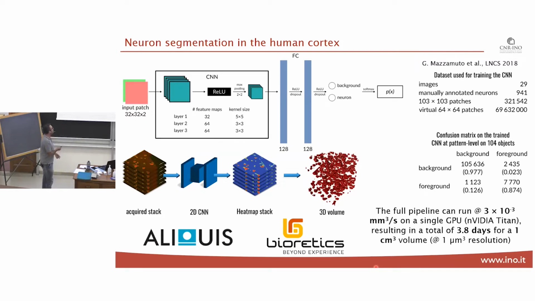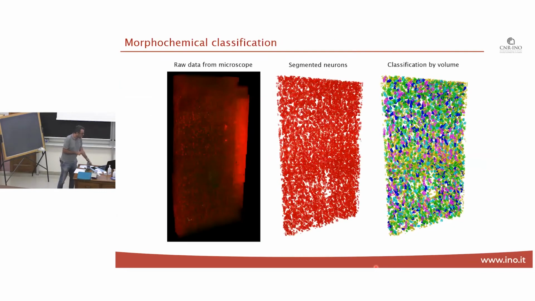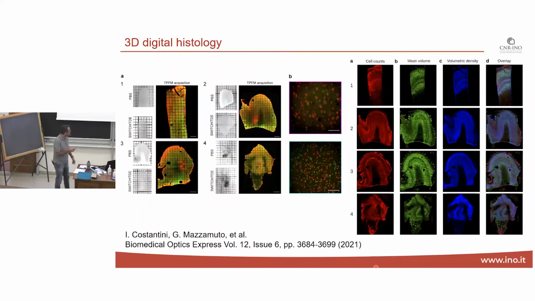But still, we are able to reconstruct the volumes. And so we can do what we call three-dimensional digital histology. So, for example, here we have colored neurons in different colors depending on their size. This classification wasn't done by the network, it was done by thresholding, basically. But still, we can distinguish small neurons from bigger ones. Maybe it's best seen in the next slide.